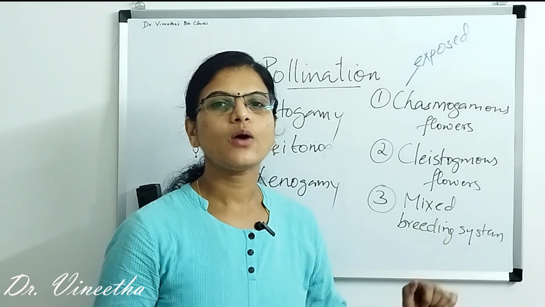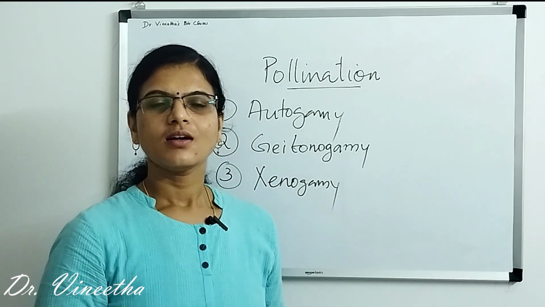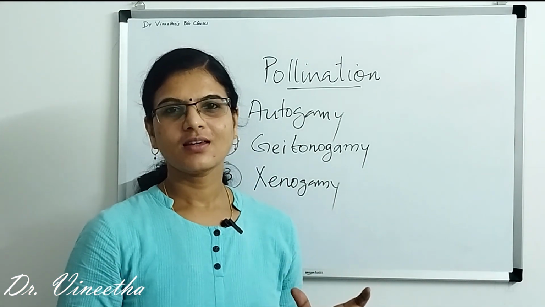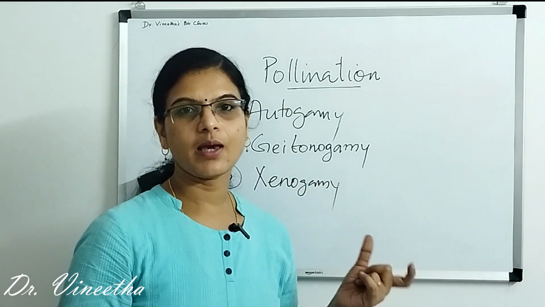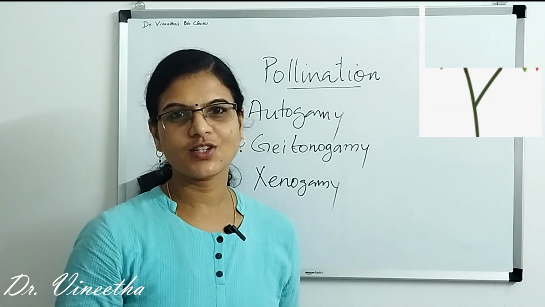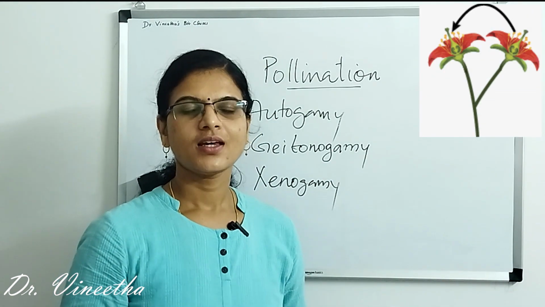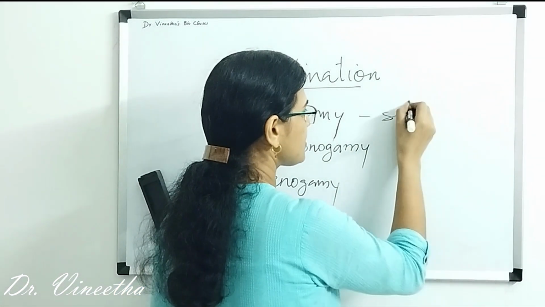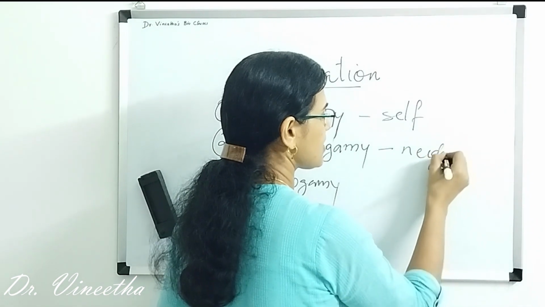Okay, now we'll again go into Geitonogamy. What is the term Geitonogamy? Geitono means neighbor. So here it is neighbor fertilization, that is, fertilization with the neighboring flower. Autogamy was self-fertilization. Geitonogamy is neighbor fertilization.